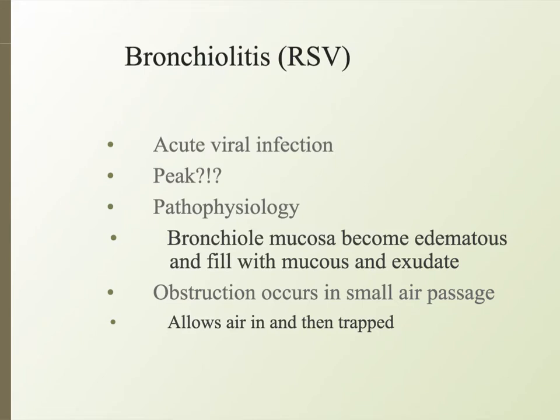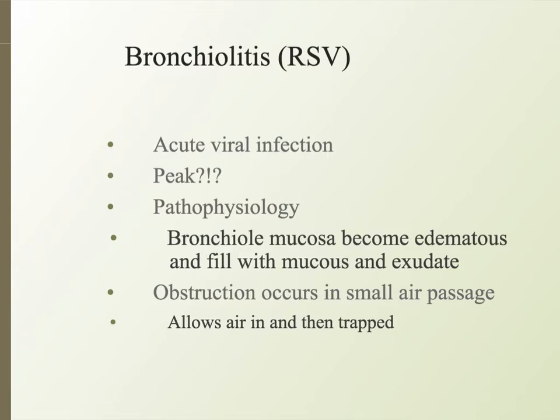Bronchitis or bronchiolitis or RSV. This can be very severe. It's an acute viral infection that affects children under 2 years of age mostly. However, some older kids can have it. It begins in late fall and peaks in the wintertime. It's very easily spread and very contagious.